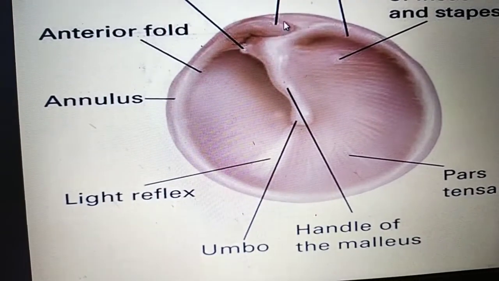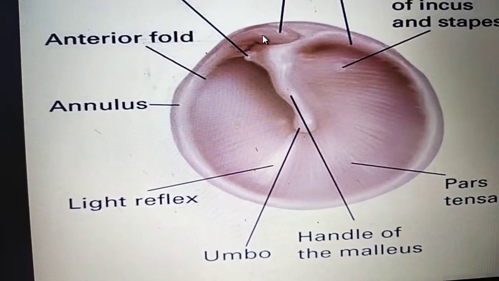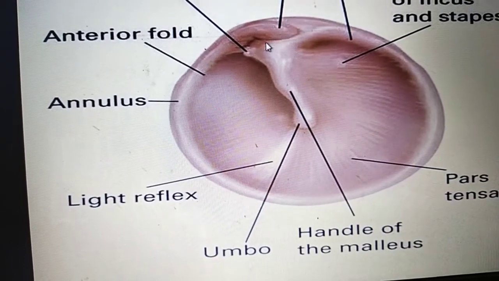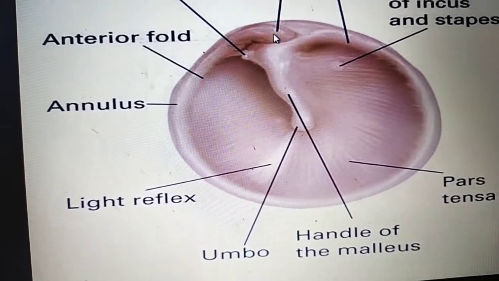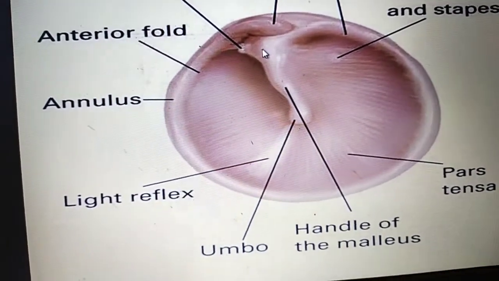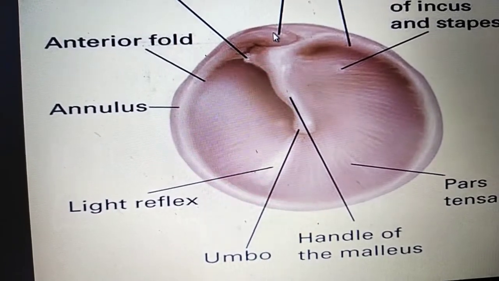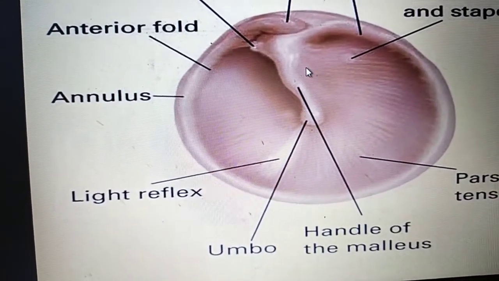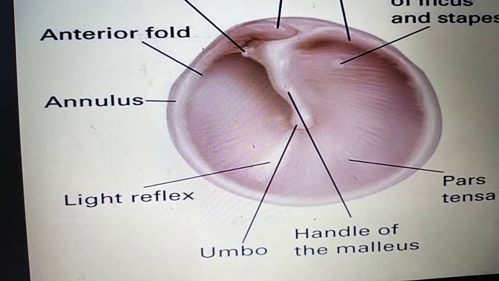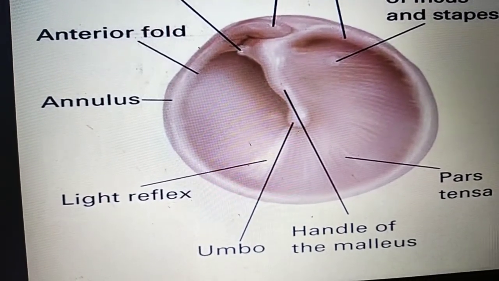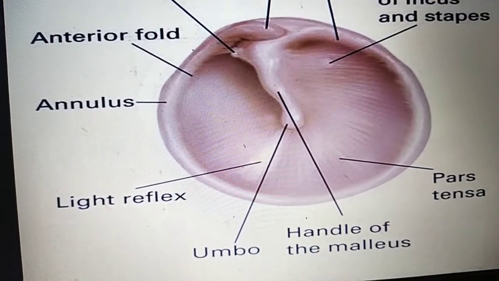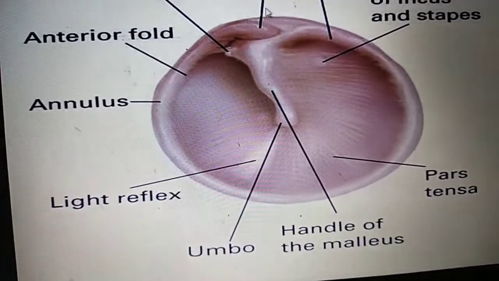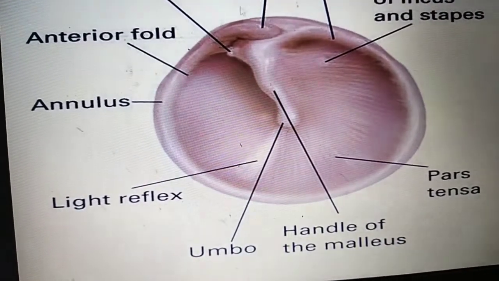It is a small triangular flaccid portion of the tympanic membrane, present above the anterior and posterior folds of the malleus, above the lateral process of the malleus, superior to the pars tensa. It lies above the malleolar fold and is attached directly to the bone at the notch of Rivinus.